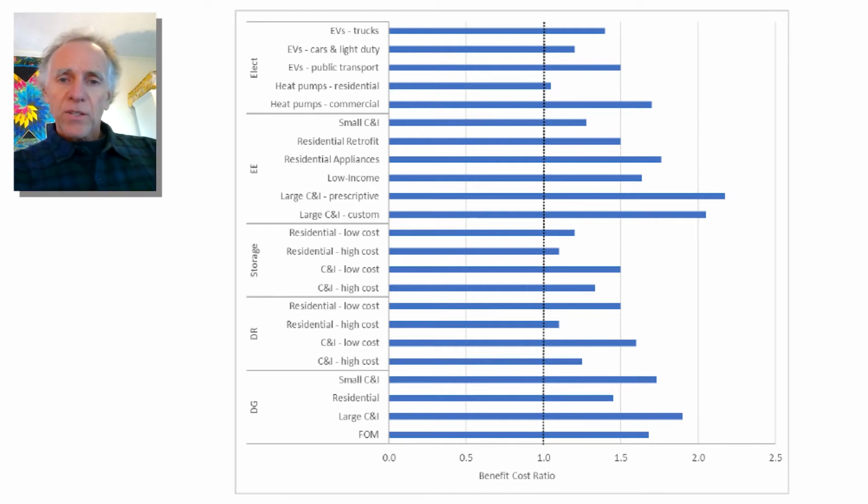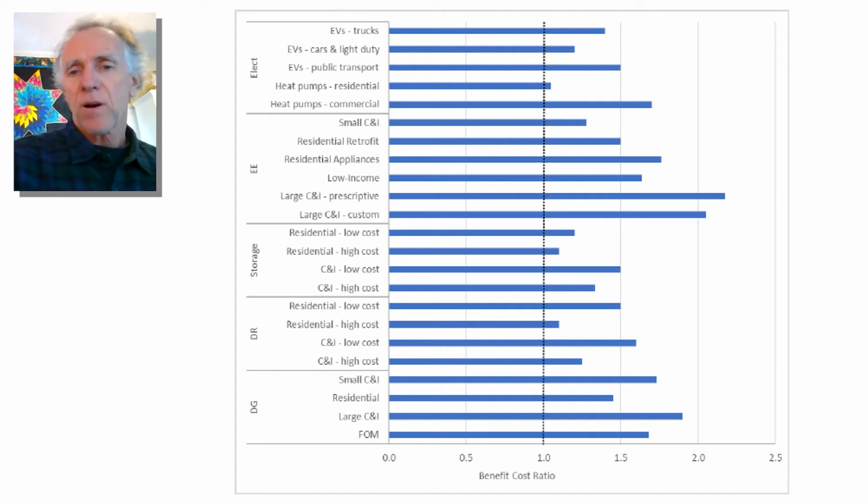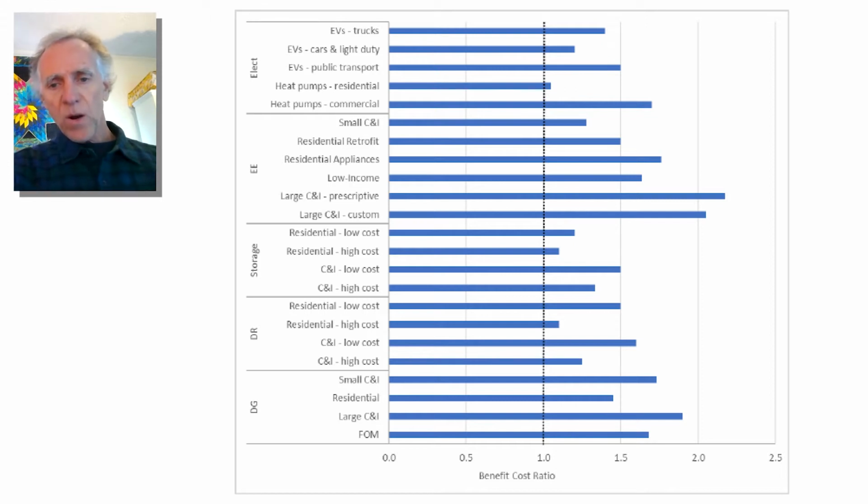So on this chart, you can see we've grouped the different types of DERs. At the top is electrification. Below that, we have energy efficiency, storage, demand response, and distributed generation. And within each of those, there's a whole variety of different options, whether it's a different policy option for how to achieve it, or, for energy efficiency, a program directed at small customers versus large customers versus residential customers. And in this chart, we identify the 1.0 benefit cost ratio as the threshold for what is cost effective. Anything that exceeds it is cost effective.